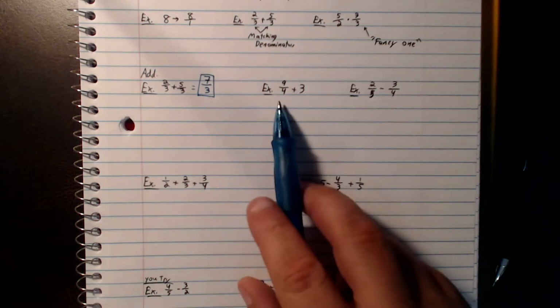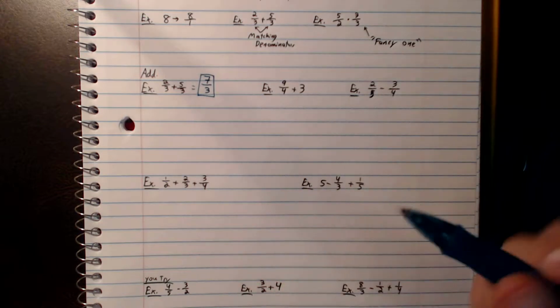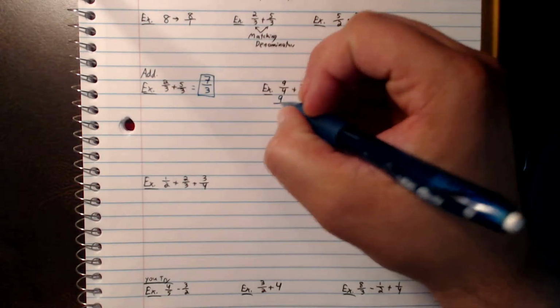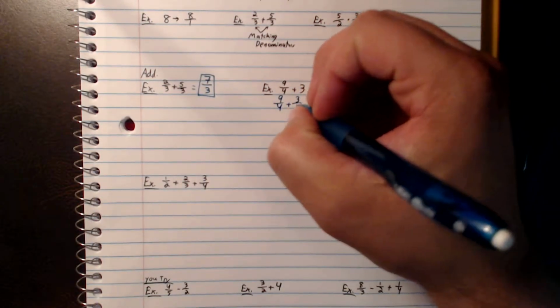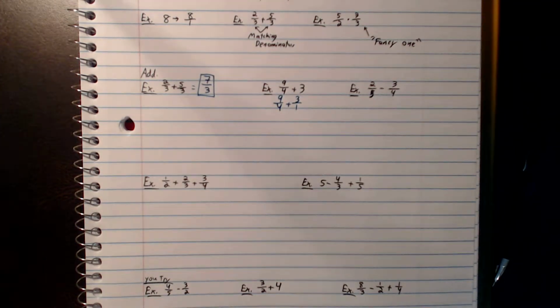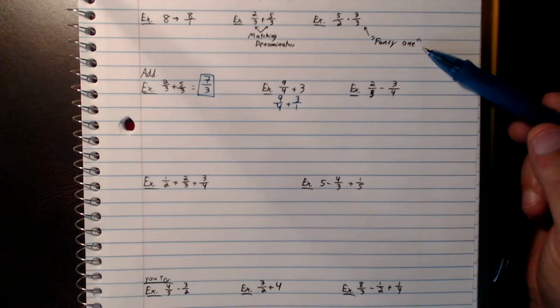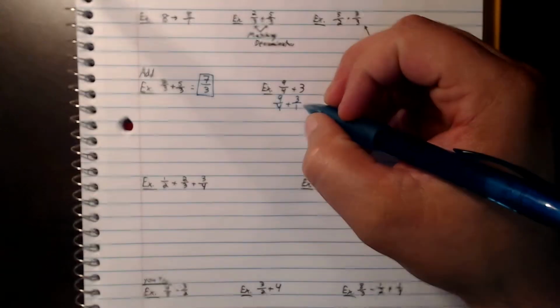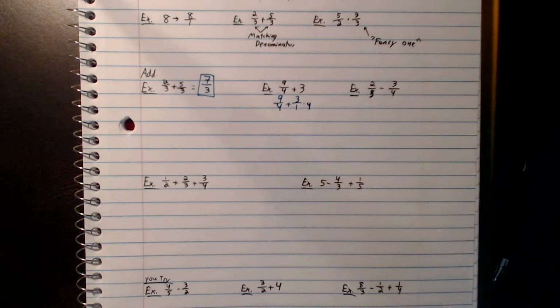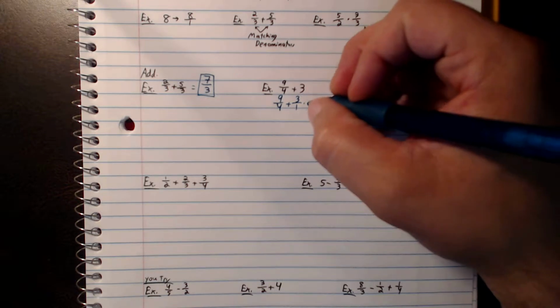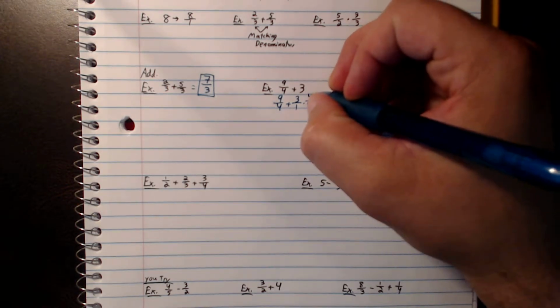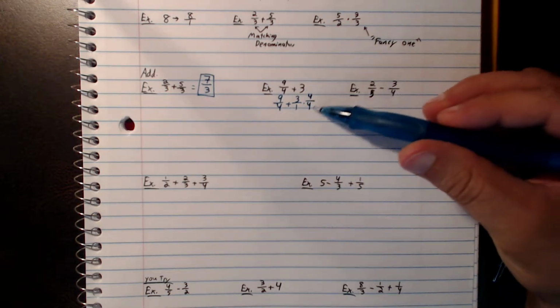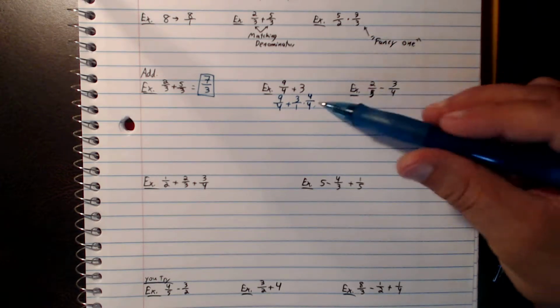Next, we have 9 over 4 plus 3. Well, as I mentioned, we can rewrite this as 3 over 1. And we can see that our denominators don't match. So we've got to use this fancy 1 trick. In order for this 1 to become a 4, I'm going to have to multiply it by 4. 1 times 4 is 4. That's great. But in order for this to be a 1, I need this to be a 4 over 4. So this is our fancy 1 that we're using here.